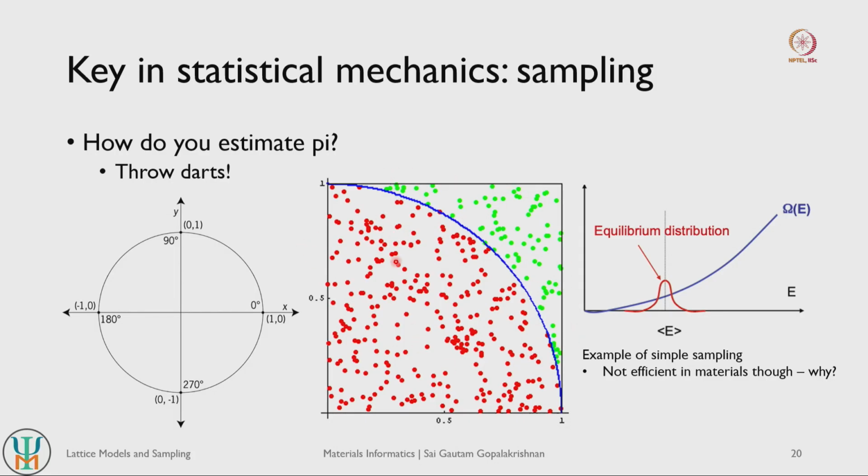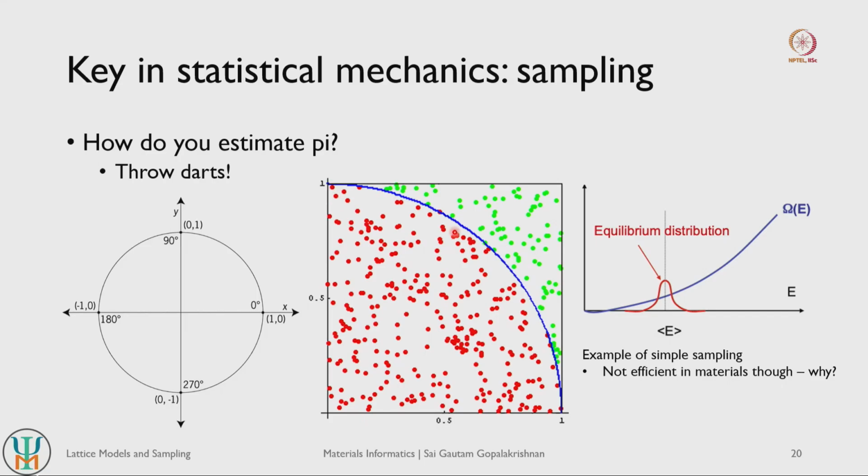So the red dots here represent the dots that are within the circle, and the green dots represent the dots that are outside the circle. If you just throw 10 dots, for example, you may have let's say 7 that land within the circle and 3 that land outside the circle. So that does not give you a very good estimate of pi, right.